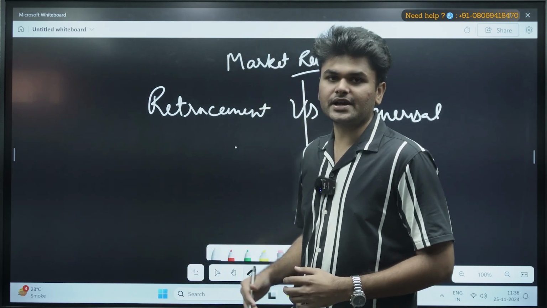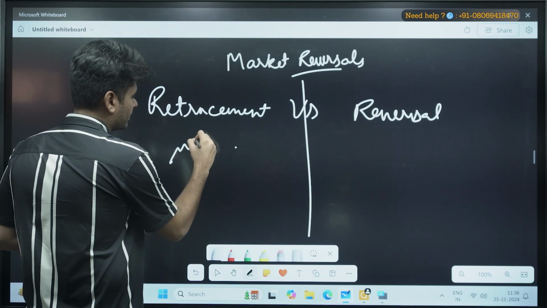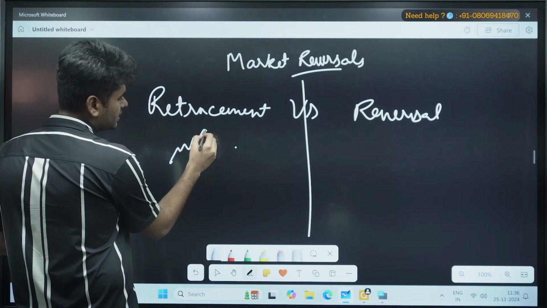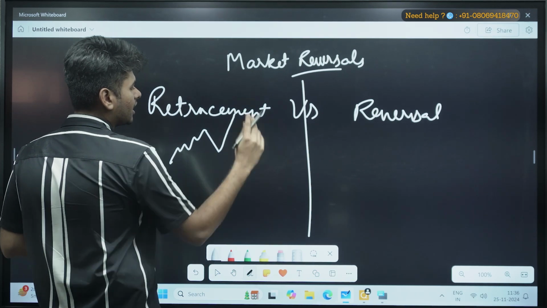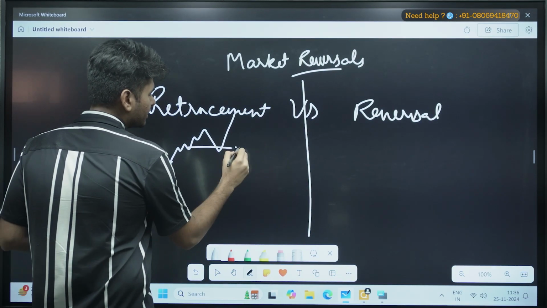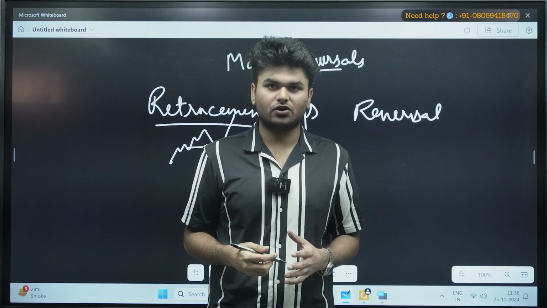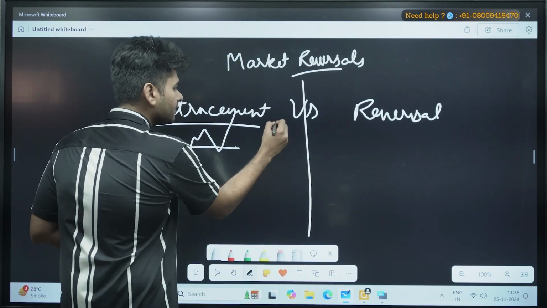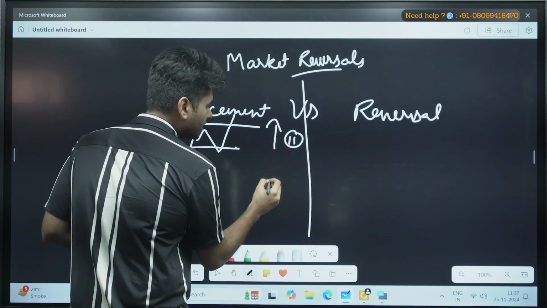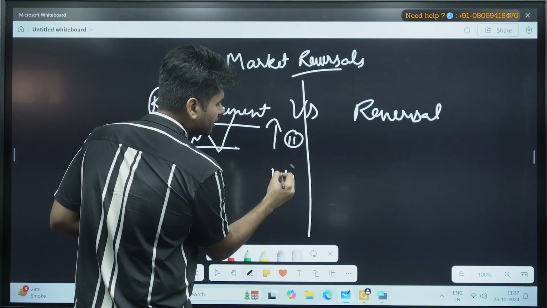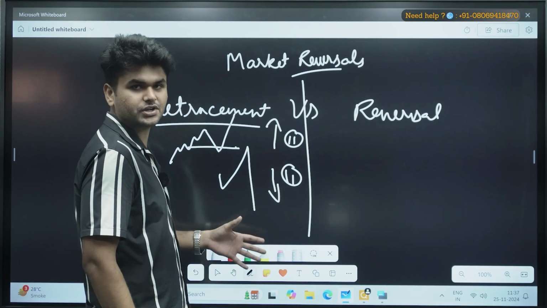So retracement: whenever there is a trend, let's suppose the stock is in an uptrend, generally you see a retracement and then again after that you will see an upside. The retracement, as the name suggests, is a temporary pause in the trend. If it's in an uptrend, it is a temporary pause, nothing else. Similarly, if it's in a downtrend, it is a temporary pause and you might see a little retracement and again you will see it is in a downtrend only.